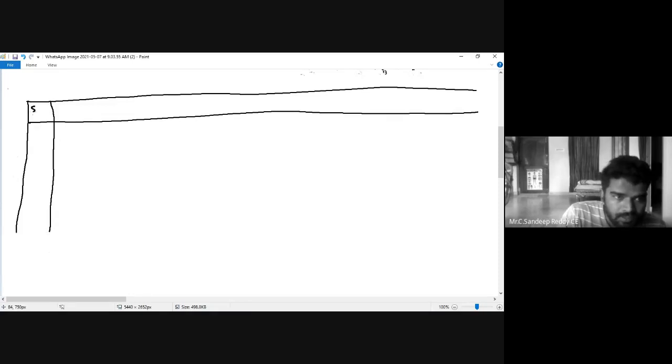This is called slice number. First slice, second slice, third slice, fourth slice, like that. Then you have to find out what is the weight. So to find out the weight, you should have the following things. Let me draw a simple table here.